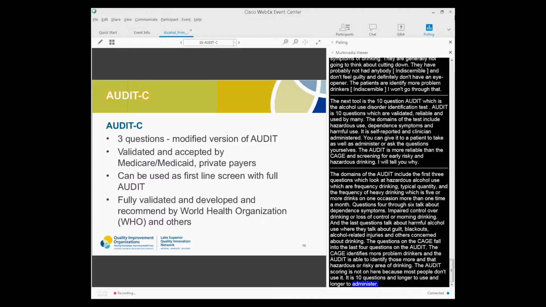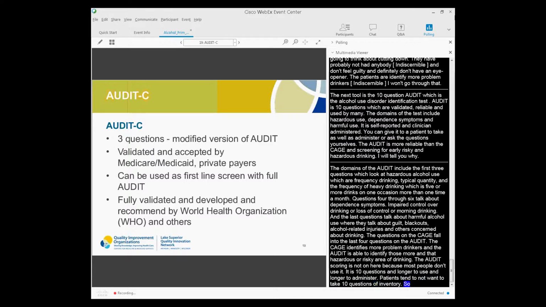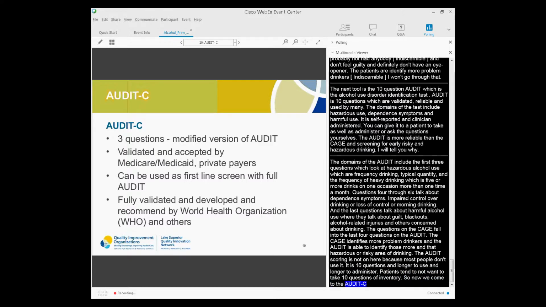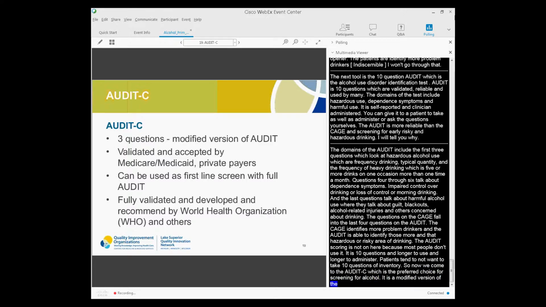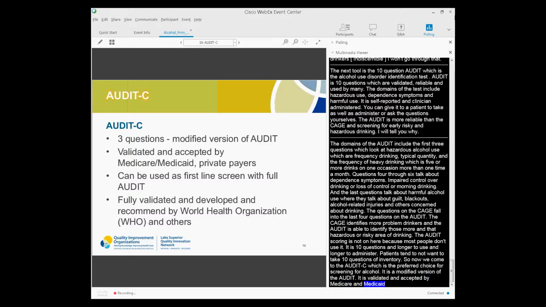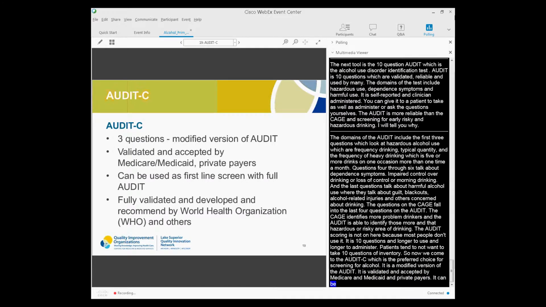So now we come to the AUDIT-C, which is the preferred choice for screening for alcohol, and it is the modified version of the AUDIT. It's validated and accepted by Medicare, Medicaid, and private payers. It can be used as a first-line screen, and then with any positive, the full AUDIT can then be administered.